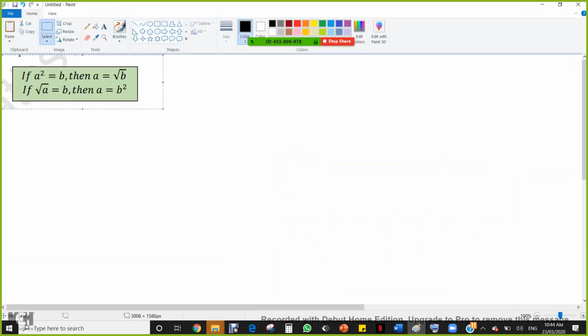Okay, so if we have a squared is equal to b, and they said then that means that a is equal to b squared. How did I get that? I need to get what is a.